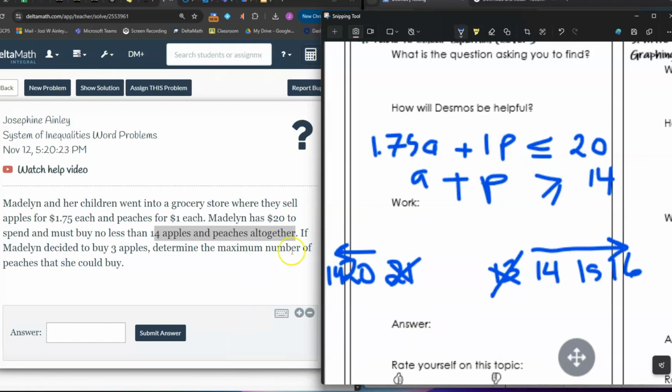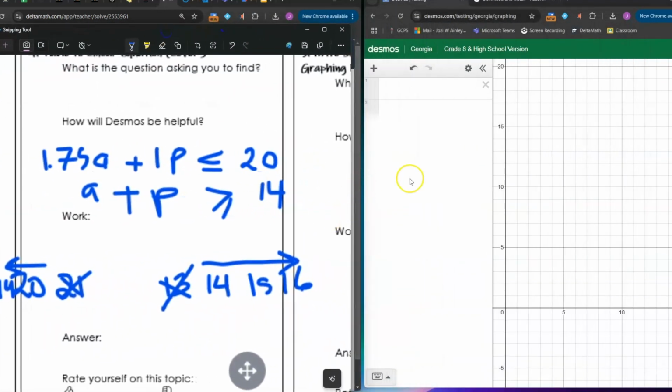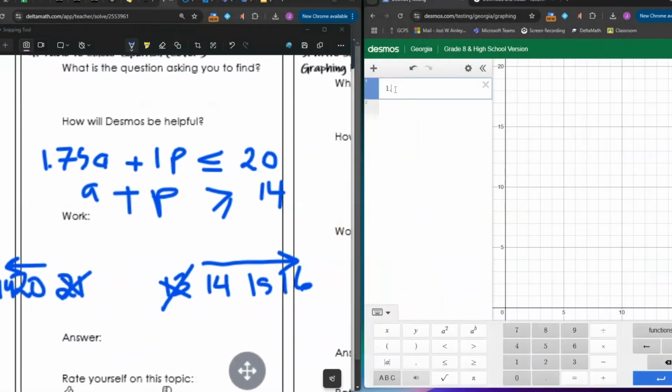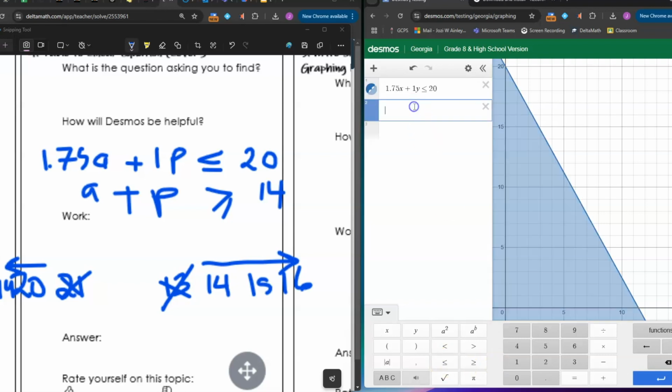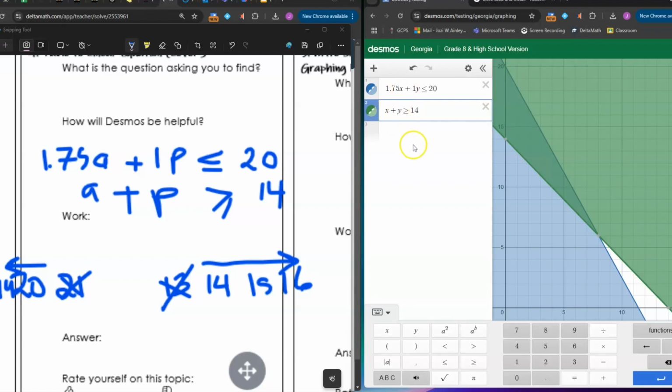So those are my two inequalities. You have to write the inequalities in order to solve the problem. So now it's telling you, actually I am going to use Desmos for this one. We're going to go ahead and type it in Desmos. And again, remember in Desmos, I cannot use A, so I'm going to use X. And Y is less than 20. And then we're going to use A plus P is greater than or equal to 14. All right. Now, oh, I said A and P after I said you can't use it. Okay, you cannot use A and P, Miss Angling. Come on, get it together.